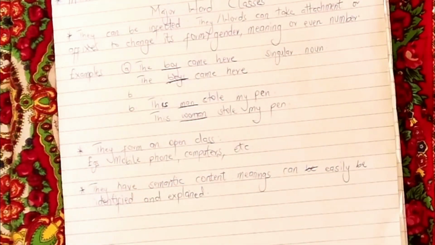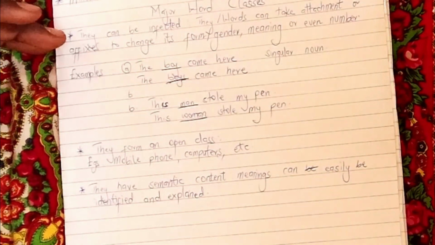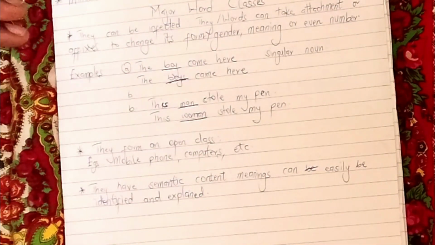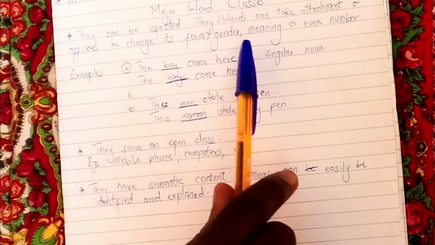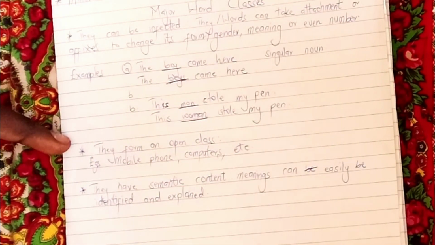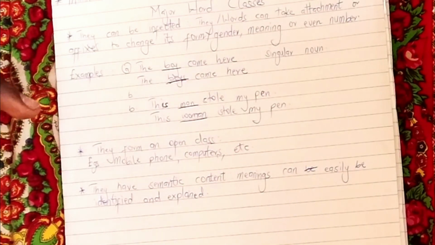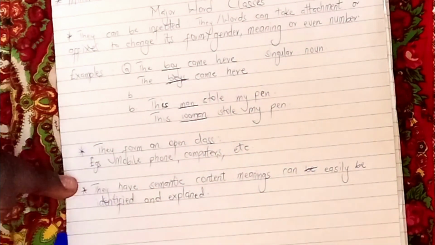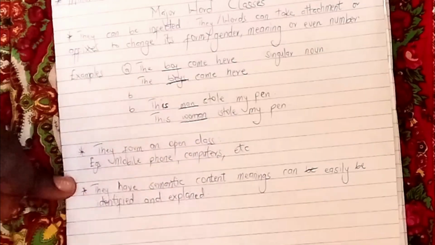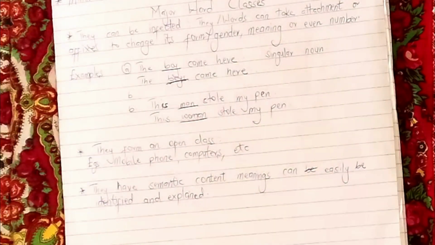So that would be all with the characteristics of major word classes. The first one we talked about was they can be inflected, and when we said inflection, it does not deal with viruses or any other form of infection, but is that words can take attachments or even affixes to change their form, gender, meaning, or even number. The next characteristic we spoke about was that major word classes form an open class. That is, new words can be added to them, and we don't have a specific number of members found in the major word class. And then we also have the last characteristic, being that they have semantic content. When we say semantic content, we mean their meanings can easily be identified and explained.